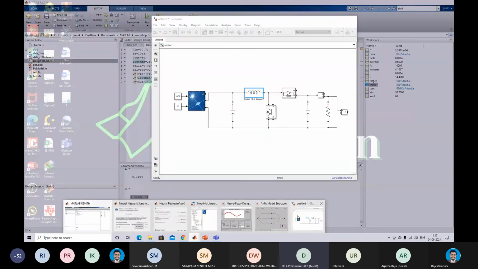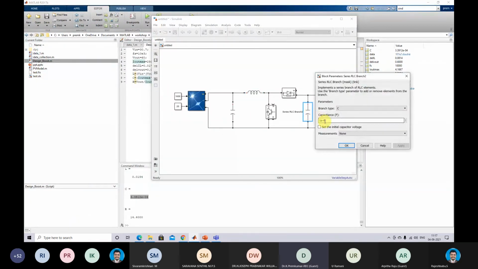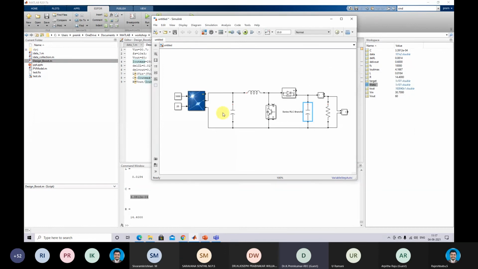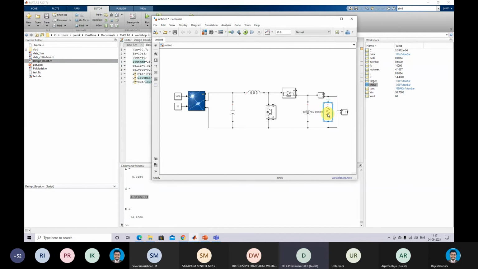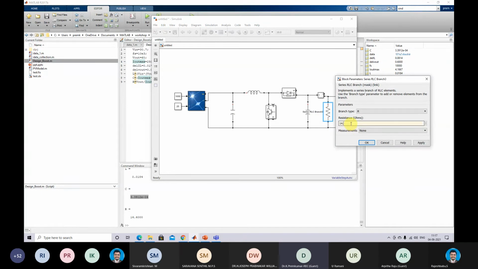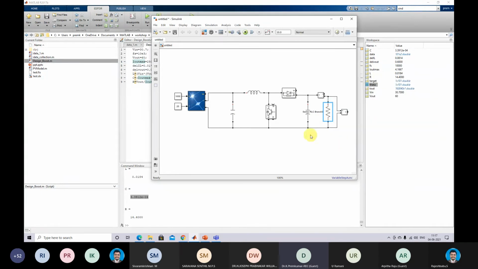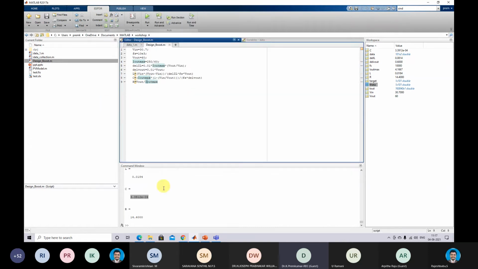I'm going to use the capacitor only on both sides, input and output side. Same value I'm going to use. And here R is 14.4. The designing process is over. So next you have to design that neural network, right?